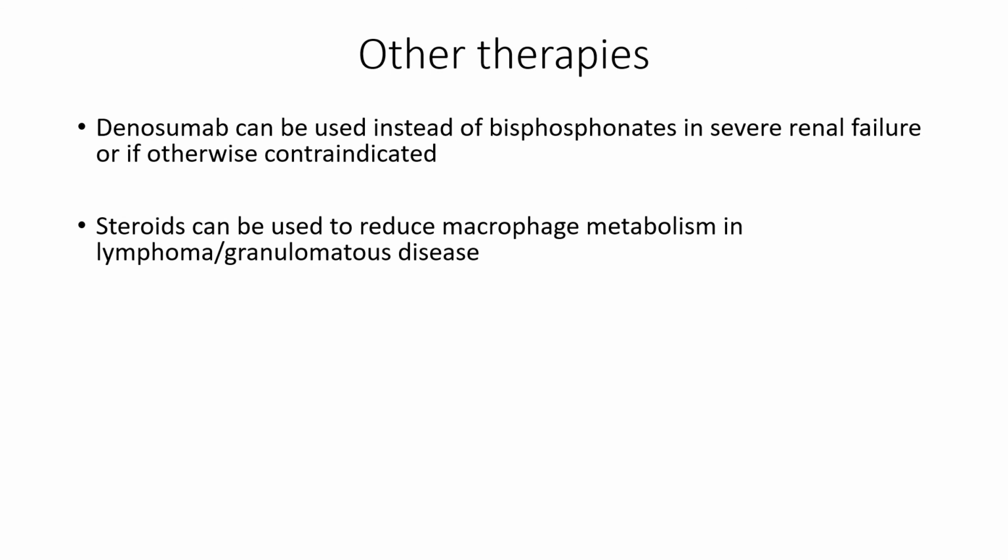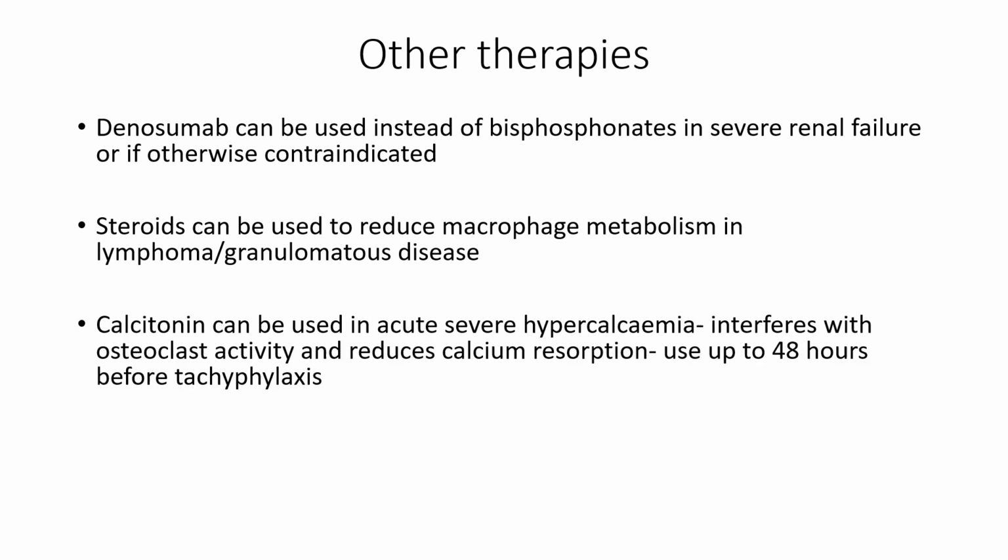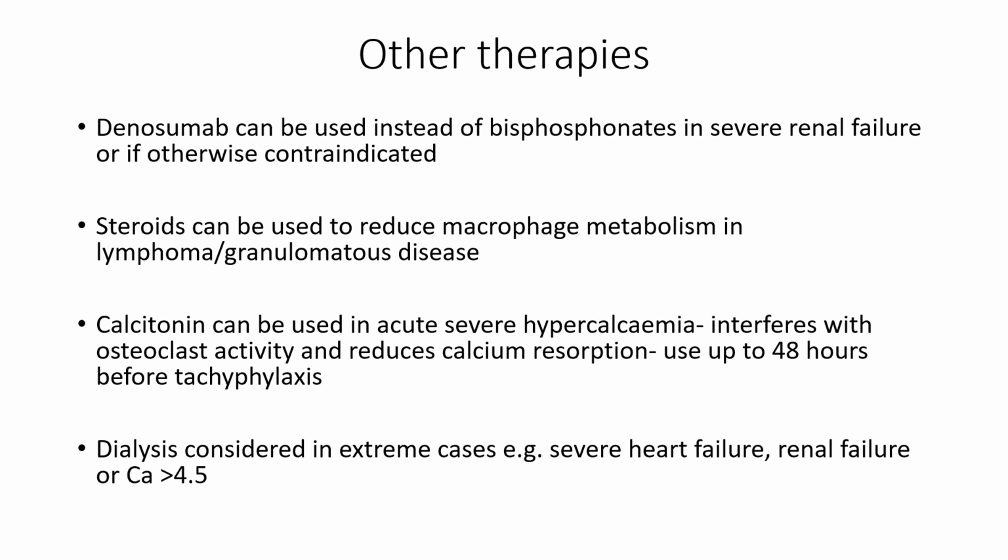In certain conditions like lymphoma or sarcoidosis, you can use steroids, and this reduces the macrophage activation of vitamin D. So that can help bring that calcium down. In acute severe hypercalcemia, we can use calcitonin. This is a naturally occurring peptide which we can give exogenously. What this does is it interferes with osteoclast activity and reduces calcium absorption. It's useful for about 48 hours. After that, patients can start to react to it. So it's a stopgap measure for acute severe cases. And in really extreme cases, you may consider dialysis. This is for patients with heart failure, renal failure, or really, really high calcium.